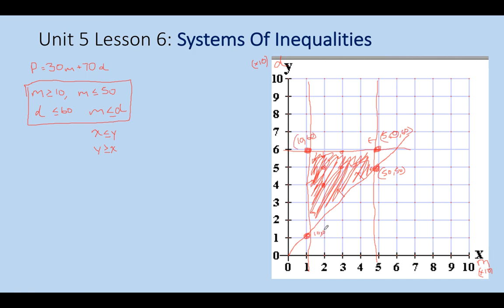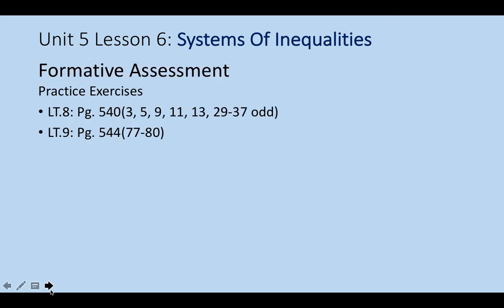I've got a pretty good idea that my maximum solution is going to be the one at 50, 60. So let's go ahead and plug that in. The profit would be 30 times the number of MP3 players, which is 50, plus 70 times the number of DVD players, which is 60. And so we wind up with 1,500 plus 4,200, which turns out to be $5,700 daily profit. All right, so there it is. That's a linear programming question.